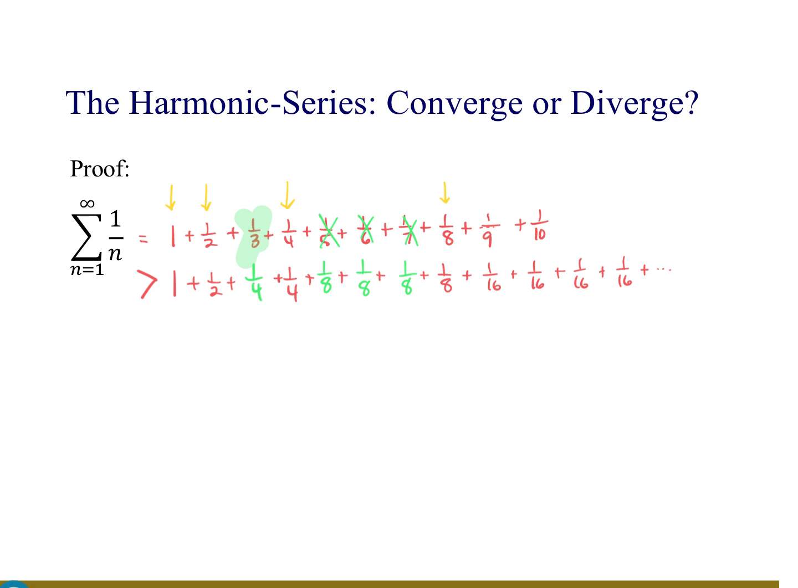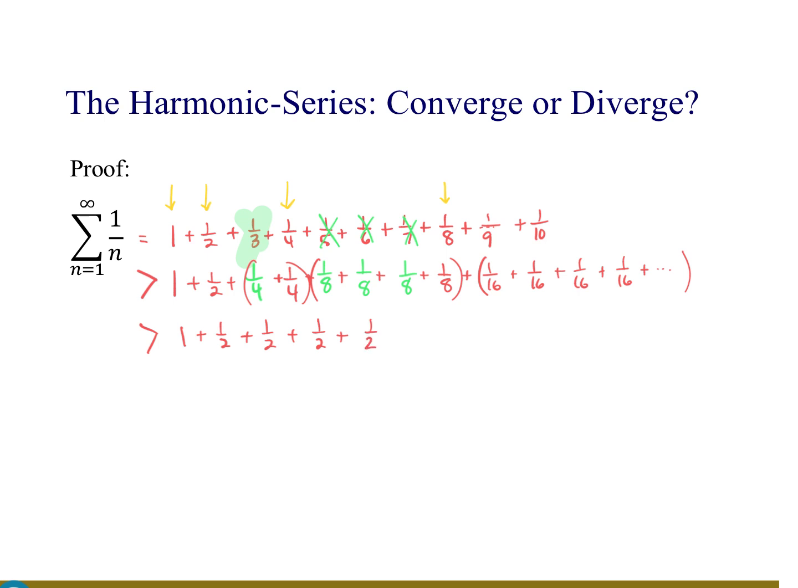And then I heard some of you say, how many 1/4 are there? 2 of them, which is really a half. And then how many 1/8 are there? 4, which is really a half. And then how many 1/16 are there? 8, which is really a half. So then I have 1 plus a half, and then these 2 terms combined to be a half, and then these 4 terms combined to be a half, and then those plus after the dot, dot, dot, that would be a half.